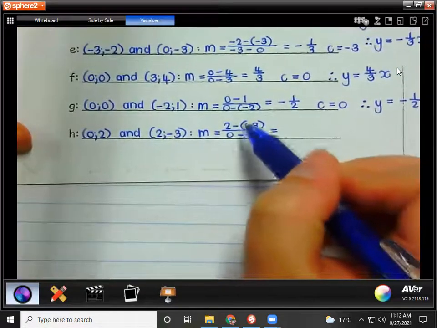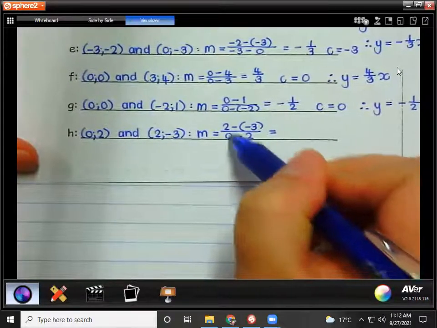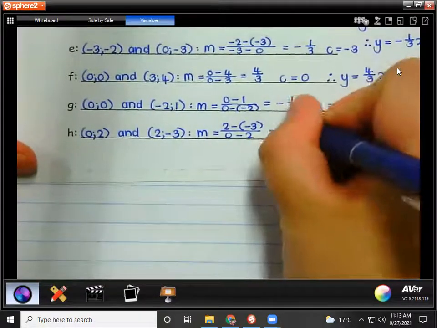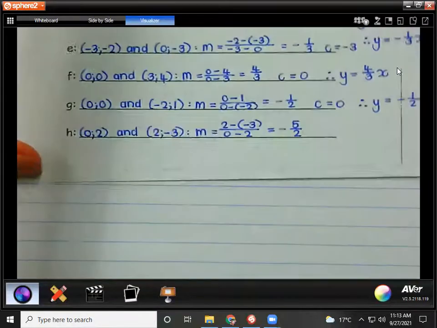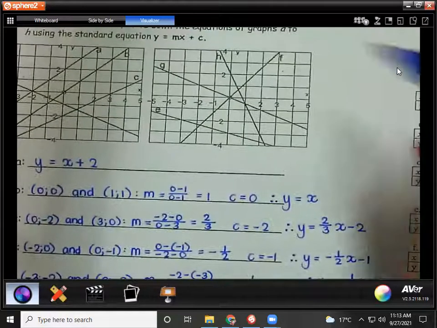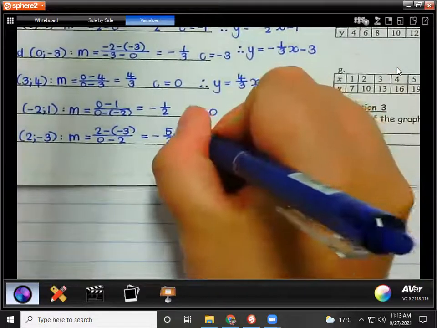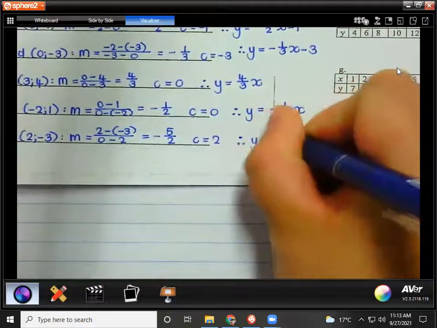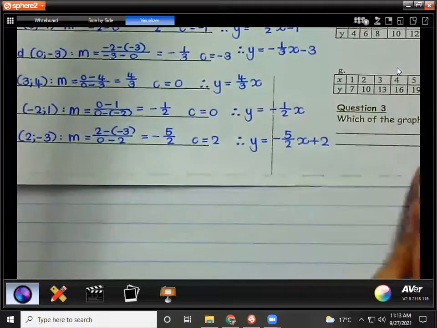Minus -3 becomes +3, so this is 2 plus 3, which is 5. 0 minus 2 is -2, so it's 5 over -2, right? Then we must just put that minus in front, like that. And if you look at the graph of h, where does it go through the y-axis? At 2. All right, so that is our c value. C is equal to 2. Therefore, y is equal to -5 over 2x plus 2.